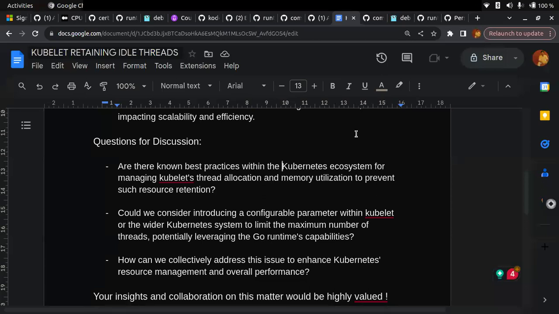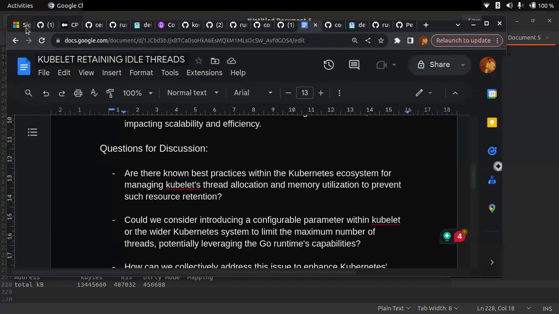I don't know off the top of my head if GOMAXPROCS is going to just work at the proc level or still stop threads. I know Andrew is here on the call. Do you know off the top of your head of any settings you might have come across?